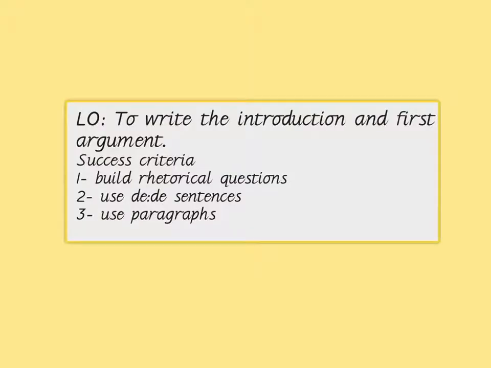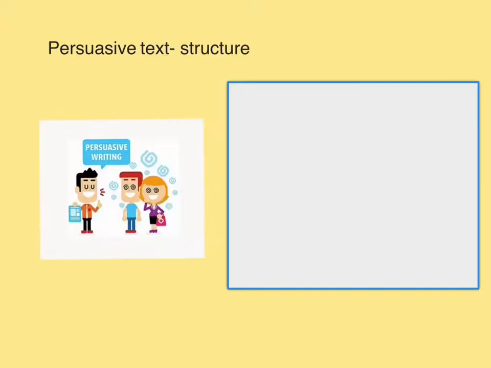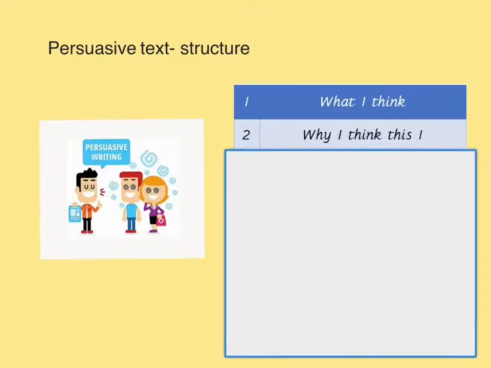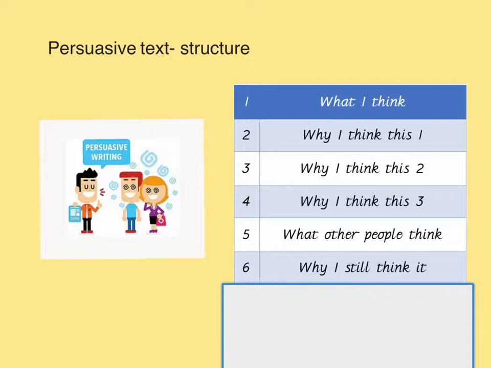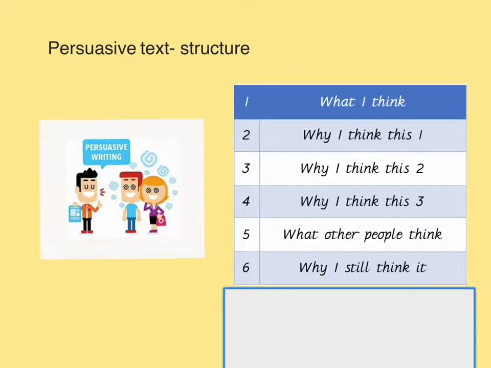Great. So now we are ready, we have our key vocabulary, we can go over the next steps of writing the introduction and first argument. Now you tell me, there are 6 steps in the structure of a persuasive text. What are they? 1, 2, 3, 4, 5, and 6. Did you mention these ones? What I think, why I think this one, why I think this 2, why I think this 3, what other people think, why I still think it. If you did, great. If you didn't, now is a good time to know these by heart.